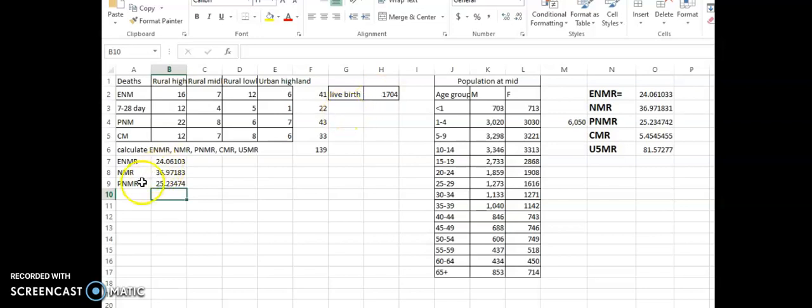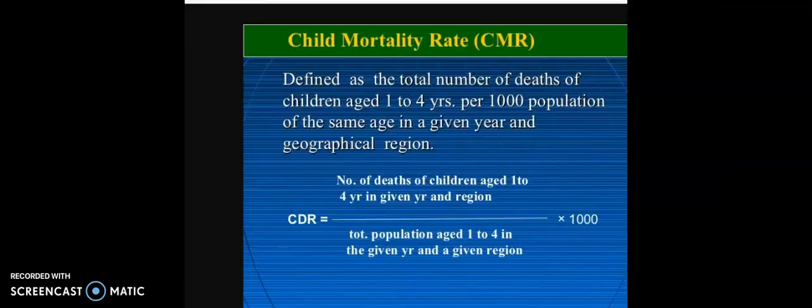The child mortality rate will be calculated next. We call children those from 1 up to 4 years. Let me show you the formula here. Child mortality rate is defined as the total number of deaths of children aged 1 to 4 years per 1000 population of the same age in a given geographical region. So the numerator will be the number of deaths of children aged 1 to 4 in a given year, divided by the total population aged 1 to 4 in the given year and region, multiplied by 1000.